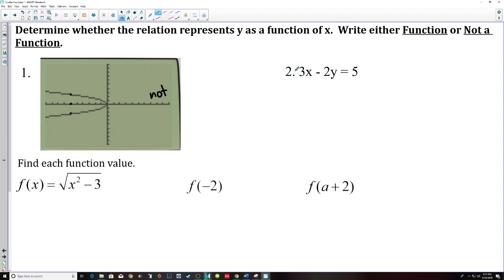When we have an equation, we need odd powers of y. Y is to the first power, so when we solve for y, we won't have that plus or minus. So yes, this is a function.